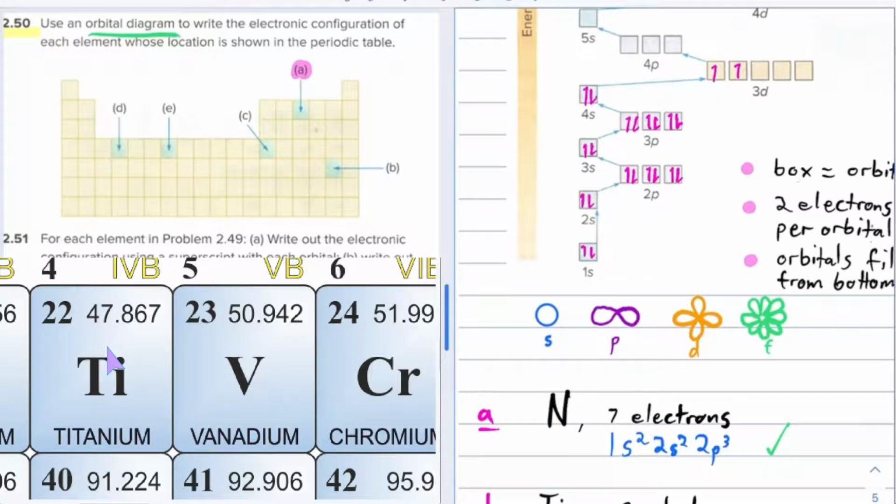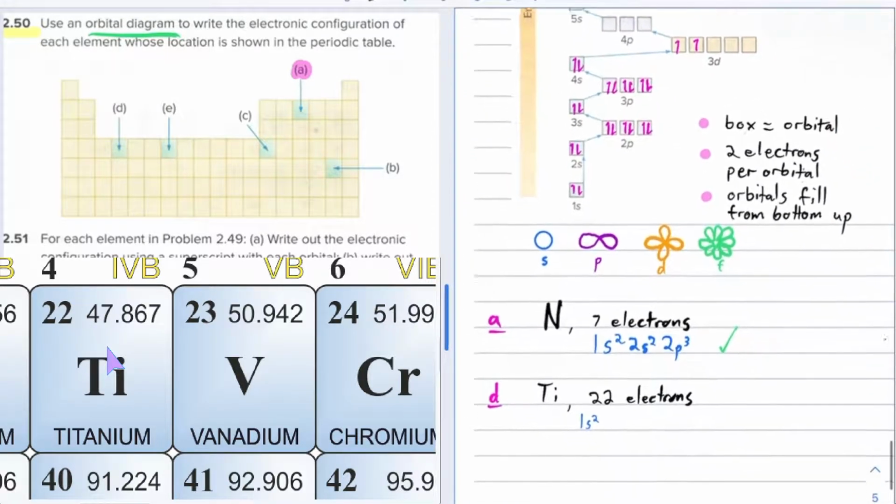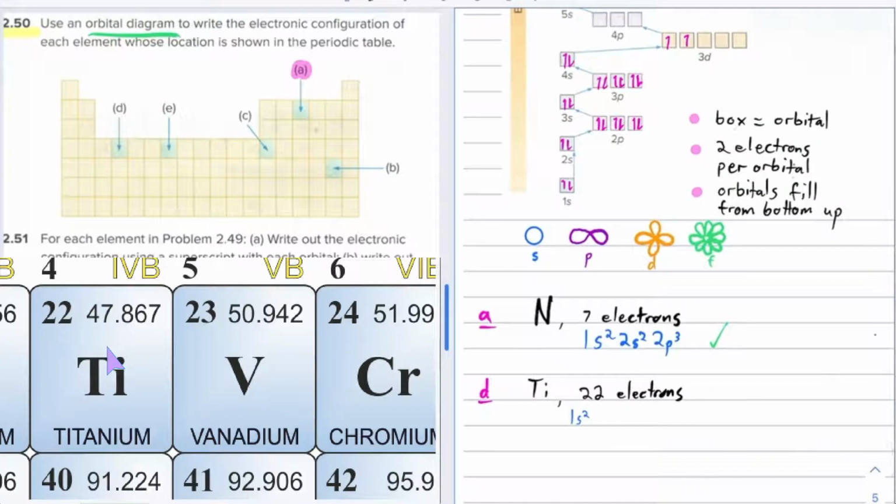So the electron configuration is going to look like this here at the bottom. So we can just look at this box. So that's 1s2. You got 2 electrons in the 1s orbital. And then we got 2s2 and then 2p6. 6 electrons in the 2p orbital. So 2s2, 2p6.